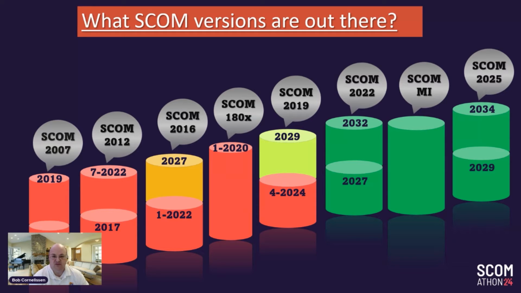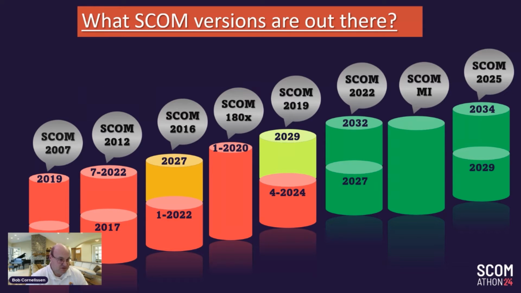Now, if we look at SCOM 2019 in the middle there, it went into extended support a few weeks ago after it got update rollup 6, and now we are sitting in extended support. So keep in mind to have a look and ask if your organization has extended support or not, because otherwise you might want to move faster as well to a higher version.